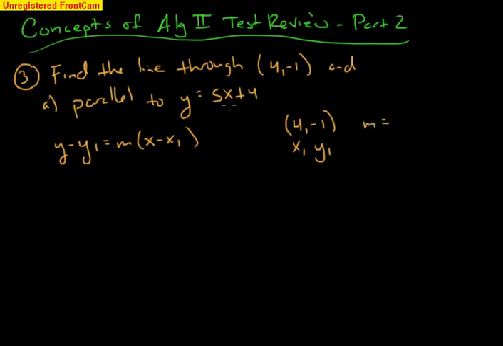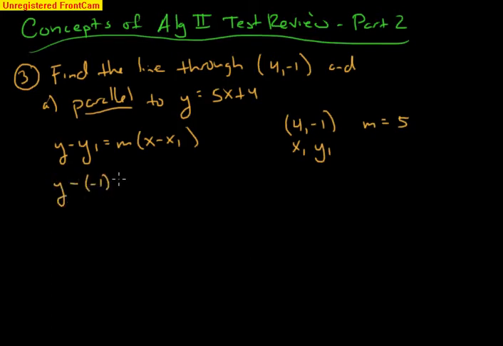Well, the slope is going to come from the fact that our lines are parallel, and we have this equation right here. This is mx plus b. M is the slope, 5 is the slope, and since the lines are parallel, you're going to use that same slope when you find this line. So this is our m. So here's our x1, y1, here is our m. We are going to plug those numbers in.